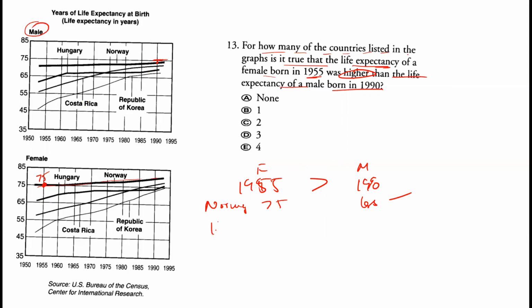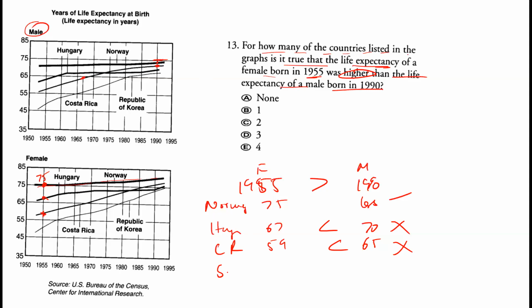So this is for Hungary. For Hungary, it's approximately 67. And if you look over here, Hungary's male figure is a bit closer to 75. It's actually 70. So 70 is greater than 67. So this cannot be true. For Costa Rica, it's approximately 59. And for Costa Rica, the male figure is approximately close to 65. So again, 65 is greater than 59. So this cannot be true.